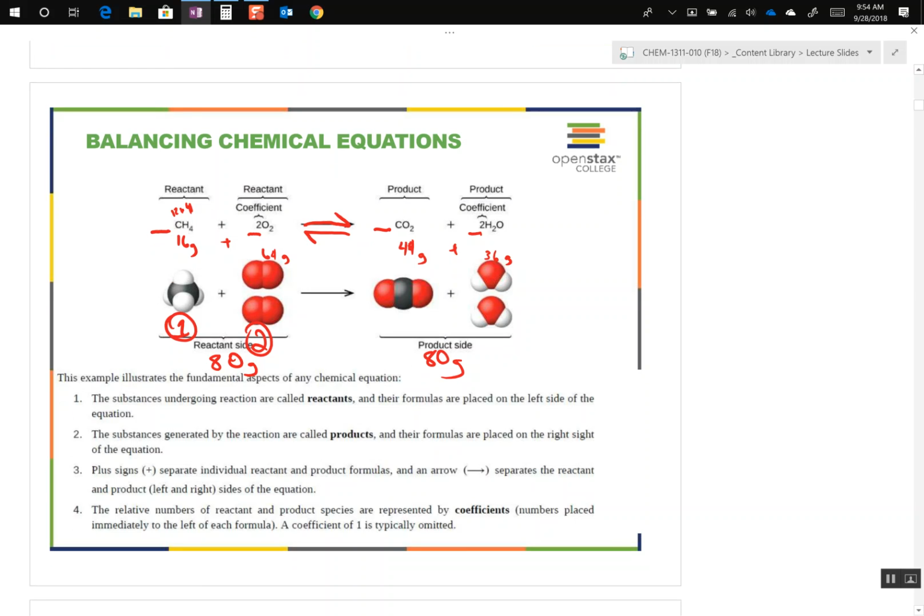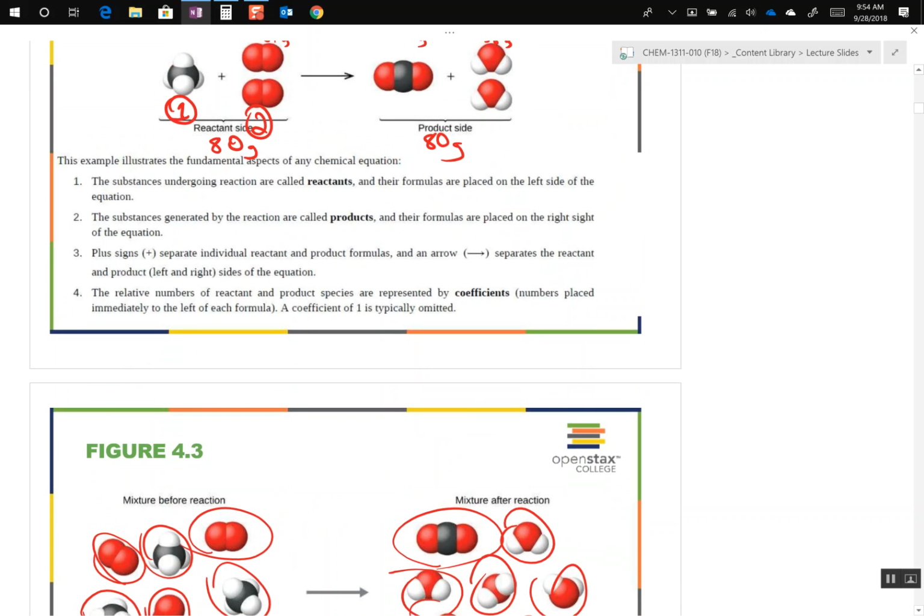So that's what stoichiometry does for us. It creates these relationships between all the reactants and products and allows us to determine, if we start with this amount, how much will we end with? If I have this much of one reactant, how much do I need of the other one? Okay?